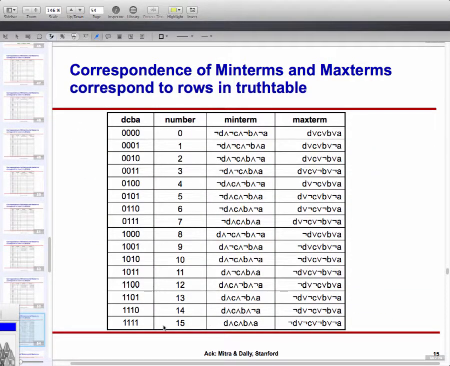So like if we go out here, let's say 15, 1, 1, 1, 1, the minterm is D and C and B and A. It's basically saying D is 1 and C is 1 and B is 1 and A is 1. And for the maxterm, we are going to say not D or not C or not B or not A. Okay, it's this because everything is a 1 out here. So we'll see later how these things help us. Right now, these are just definitions.